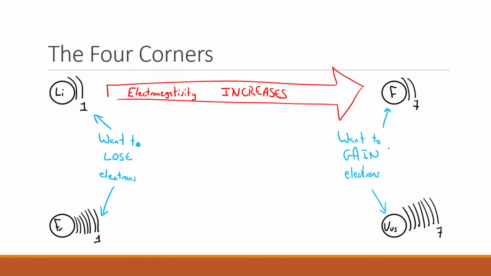These on the right side have close to full valence shells. They want to gain electrons. These on the left side have almost empty valence shells. They want to lose electrons.